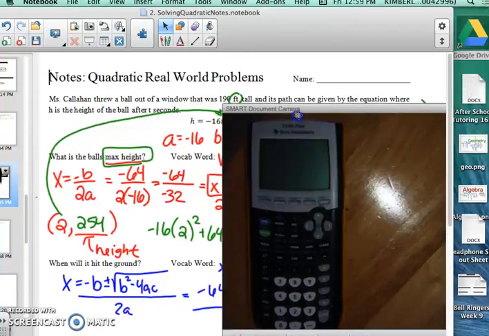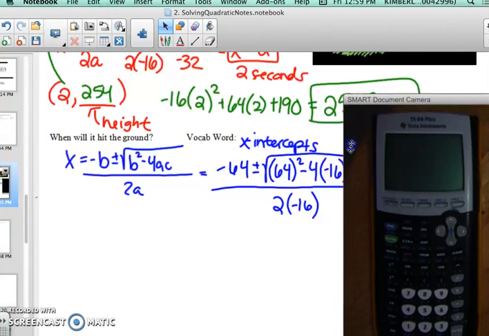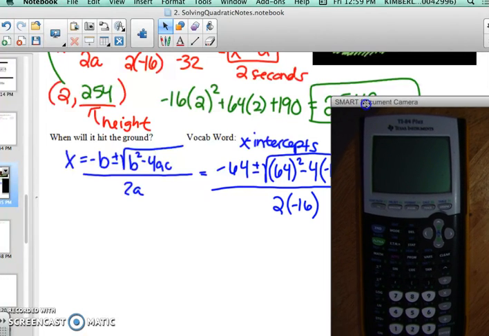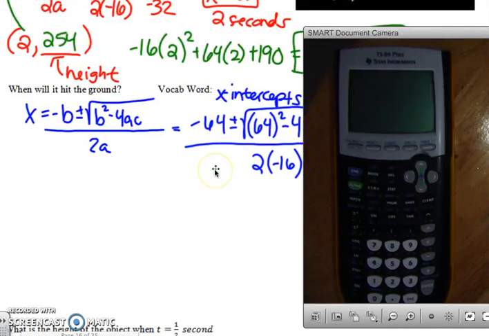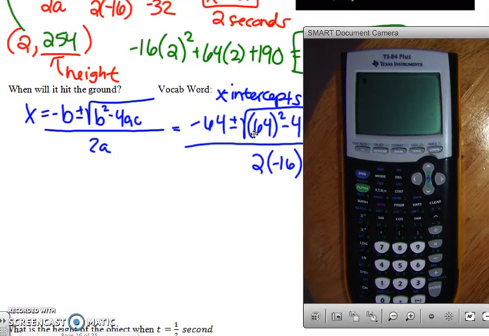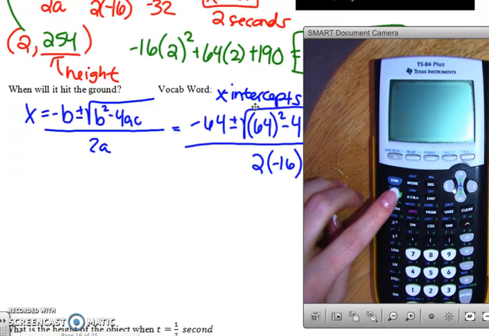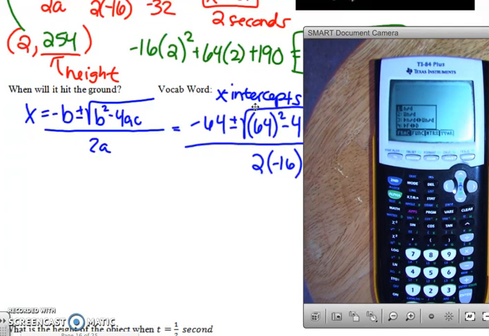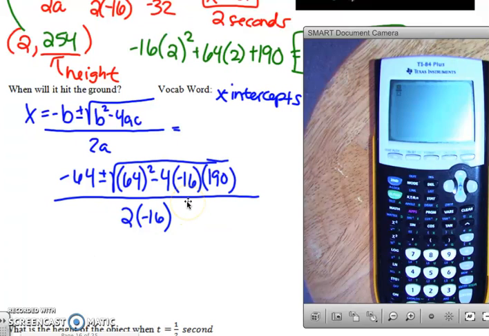Trusty calculator. I'm going to cover it up a little bit. All right, with our calculator, you need to hit the fraction button first, because I can type this all in as a fraction. I'm going to hit the green button, then y equals, and then enter. I'm going to type everything in the top part into the calculator with a plus sign.